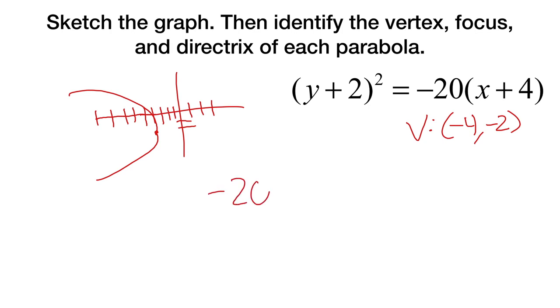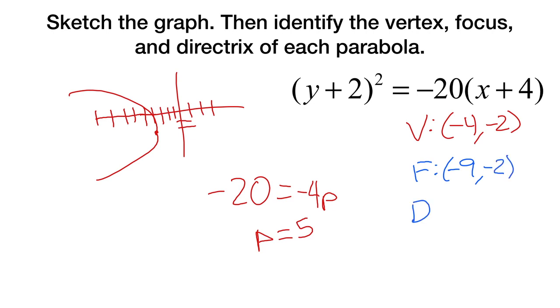Now in this case, negative 20 equals negative 4p. So I would divide by 4, meaning p is 5. So our focus in this case, because we're moving left to right, is going to be, let's see, we're at negative 4, we're moving 5 to the left, that would be negative 9. Negative 9, negative 2, because it didn't move up or down. And our directrix is going to be 5 to the right, which means x equals negative 4 plus 5, which is positive 1.